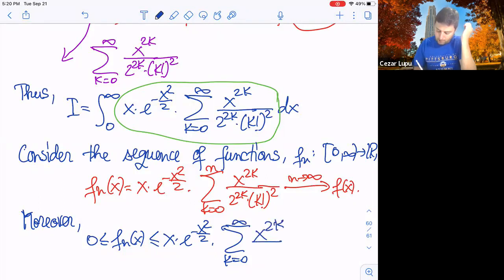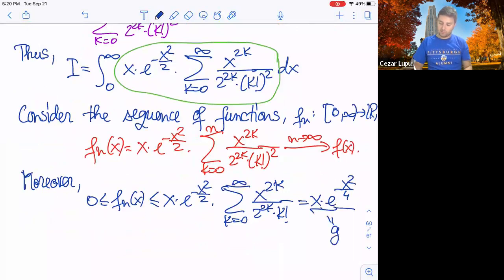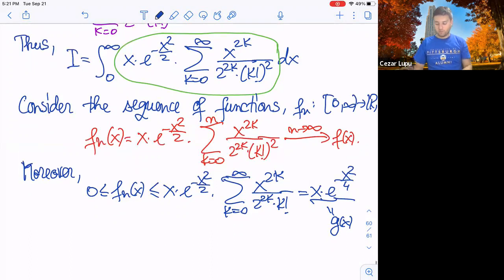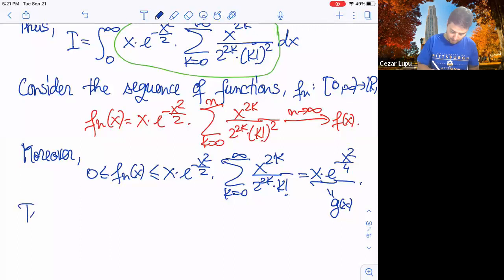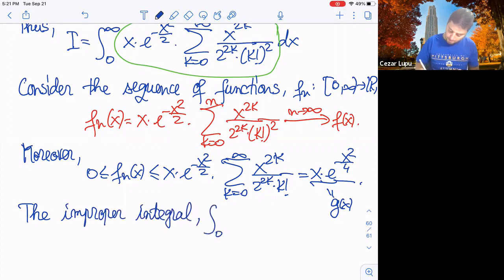x to the 2k, 2 to the 2k, and here I put k factorial, which would be e to the x squared over 2. This would be x e to the negative x squared over 4. Just say this is my function g of x. Well, I'll leave this to you as an exercise, that the integral converges.